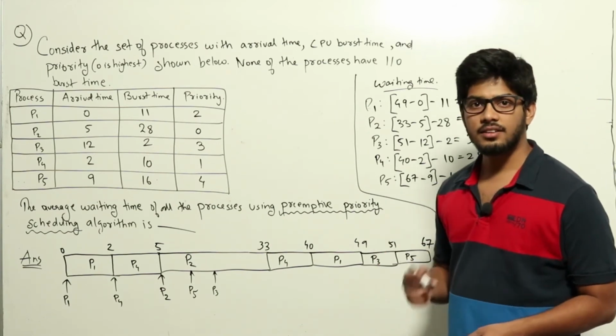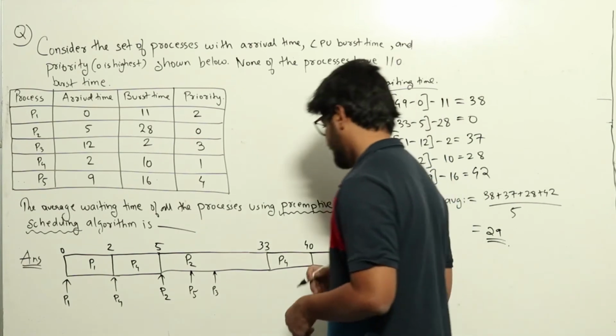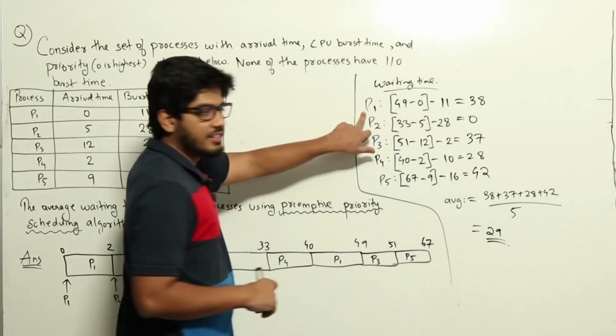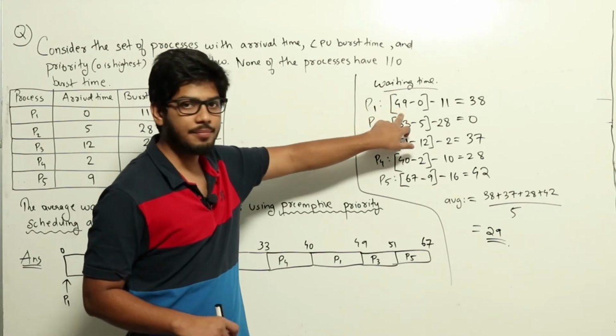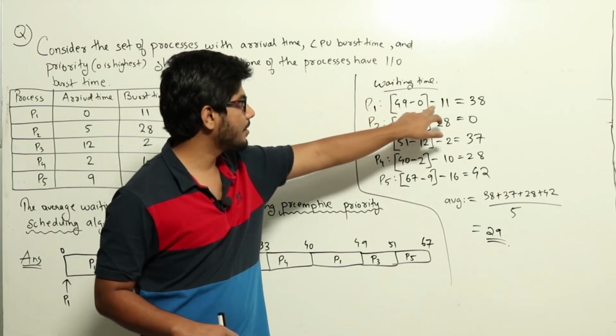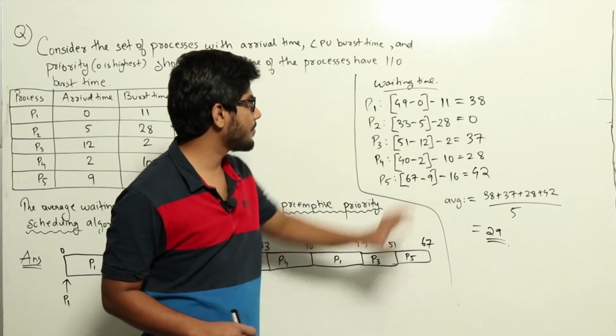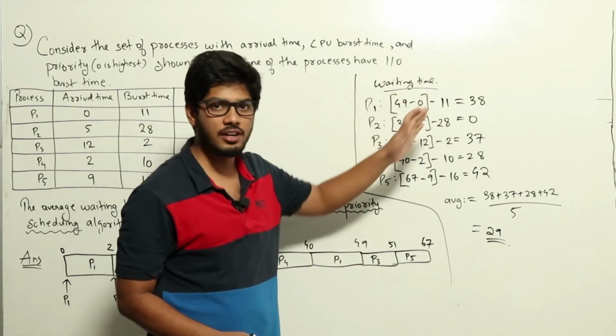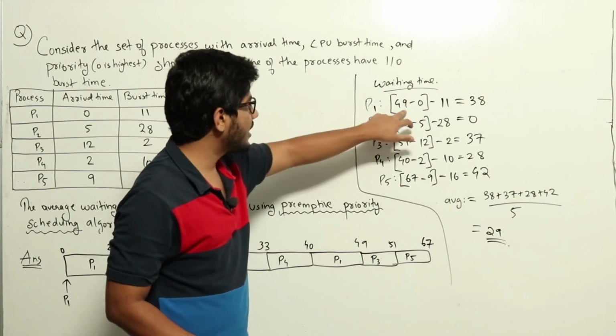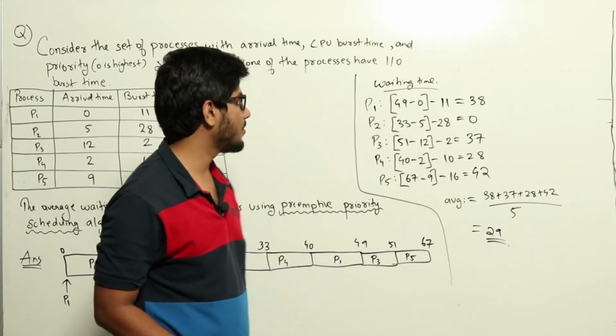Now let us calculate the waiting time for each of the processes. Waiting time of a process is given by the formula completion time minus arrival time minus the burst time. Completion time minus arrival time is the total turnaround time of the process. Turnaround time minus the burst time gives the waiting time of that process.